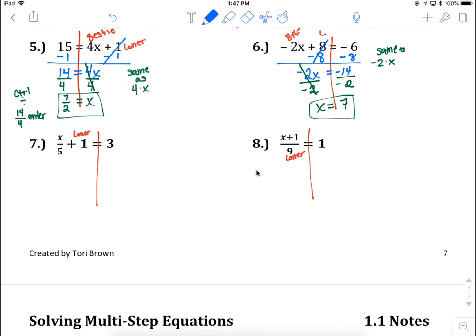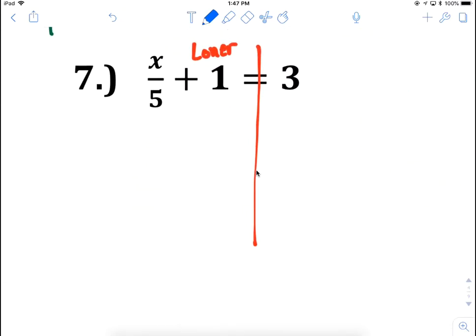So let's go ahead and start with number 7. If I'm kicking the loner out of the party first, who or how would I do that? The 1 is adding, so we need to subtract. What you do to one side, you have to do to the other. The 1s are going to cancel, and we're going to get to bring down what we have left. 3 minus 1 is going to make a 2.